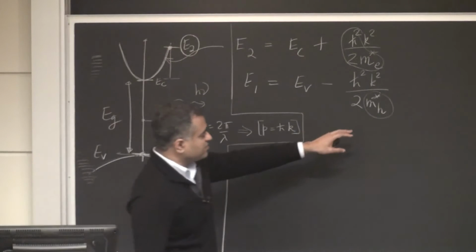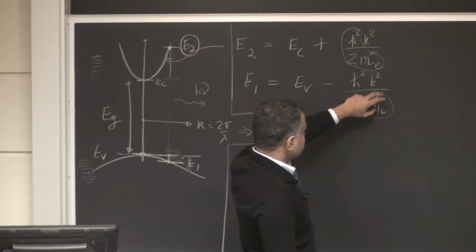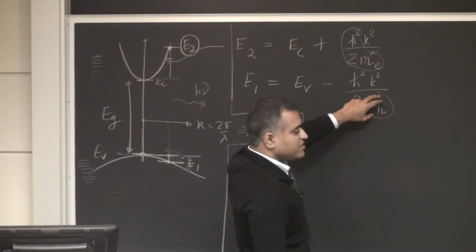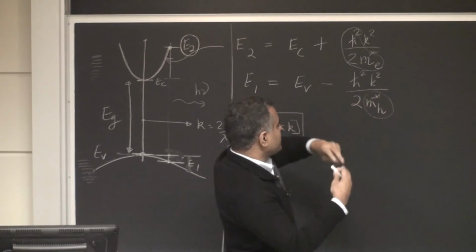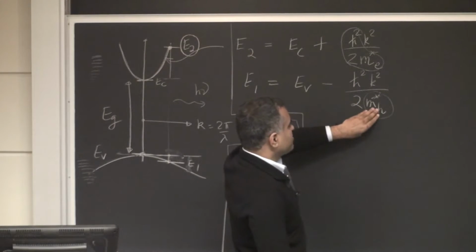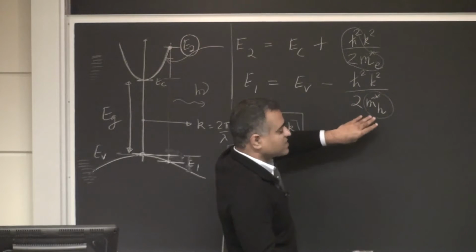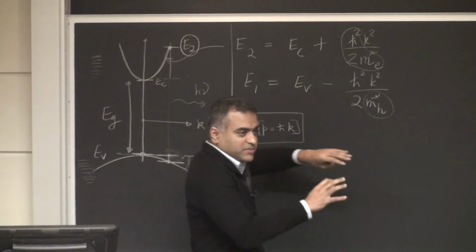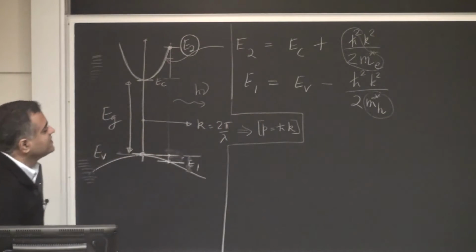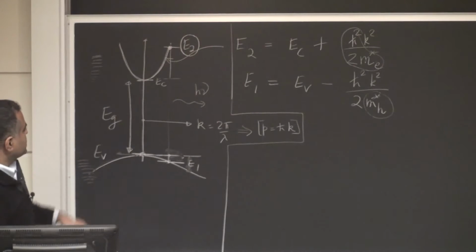Typically, the hole effective mass is heavier than the electron effective mass. So for example, in gallium arsenide, this is 0.06 times the free electron mass, whereas this is more like 0.2 or something like that. So it's heavier. It's maybe 3 times heavier or something like that. And okay, so those are the two states.